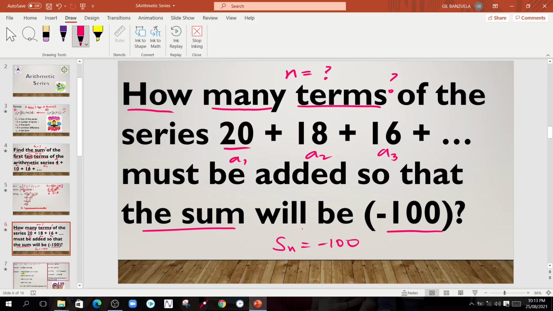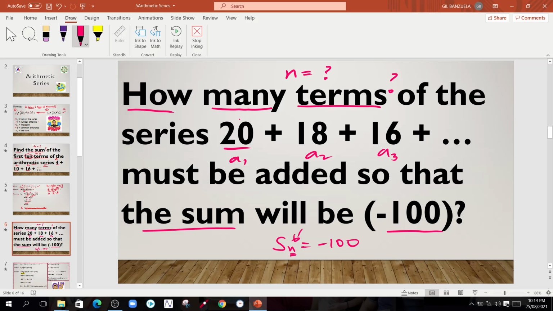So, kung mapapansin nyo, guys, gumamit ako ng n, kasi nga, hindi pa natin alam kung ilan sila. Basta ang alam lang natin, yung sum in total is negative 100. So, ano pa yung napansin natin dito, guys? Kailangan matalas yung mata natin, no? Sa pag-aaral ng mathematics, hindi pwedeng matalino lang, kailangan, meron din tayong good eyesight.